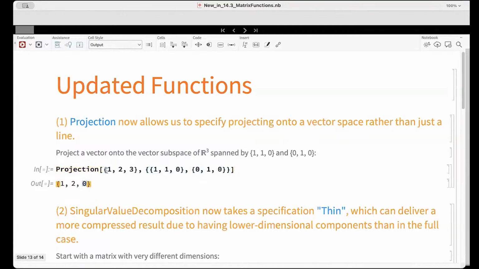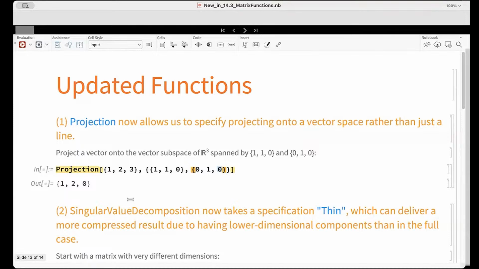What happens? You get the 1 and the 2, the 3 gets clipped off because this space doesn't have any z coordinates that aren't 0. It's not usually that simple. The projection usually gives something a little more complicated, but I chose a simple example.